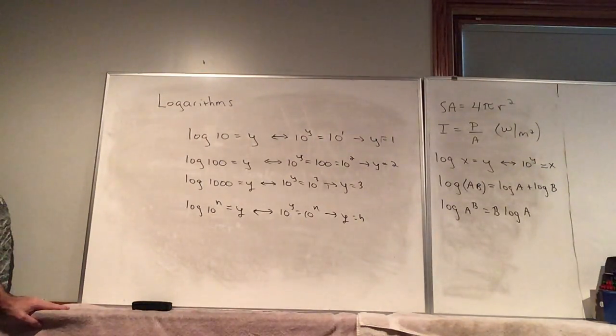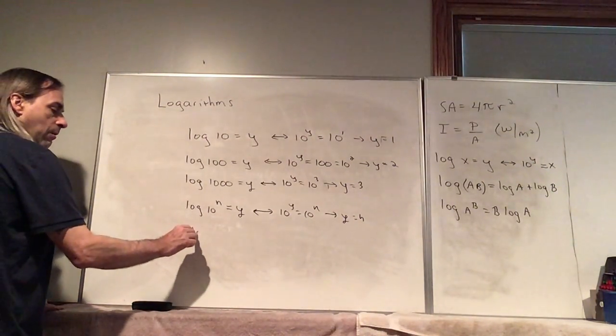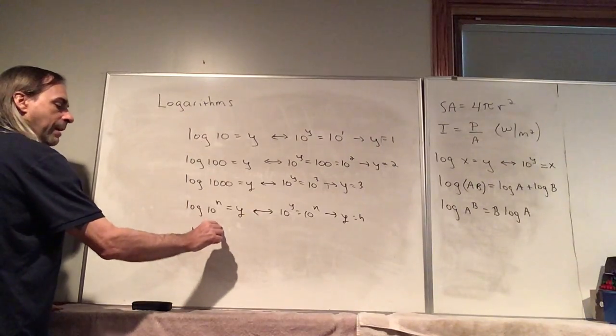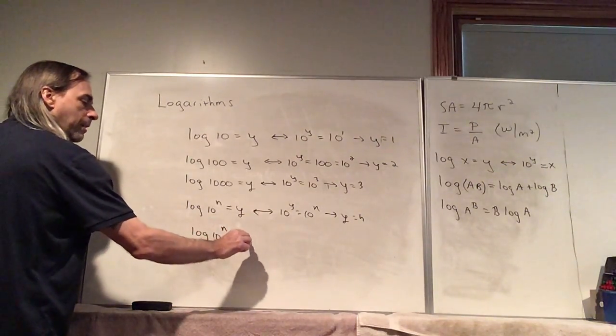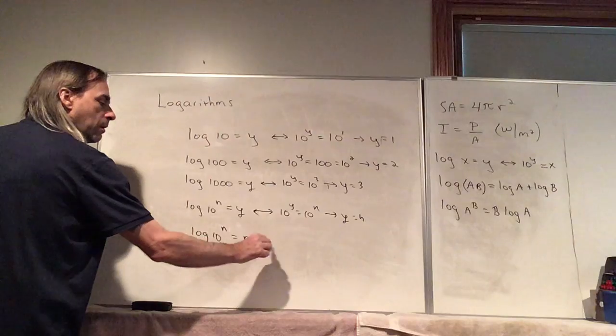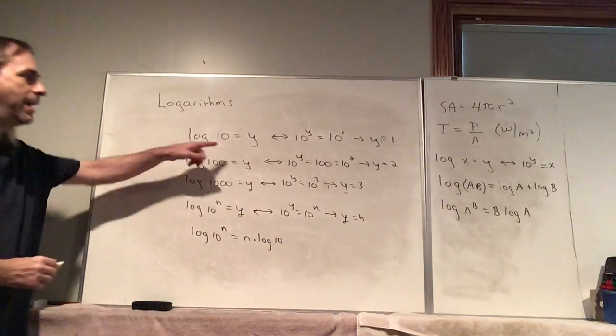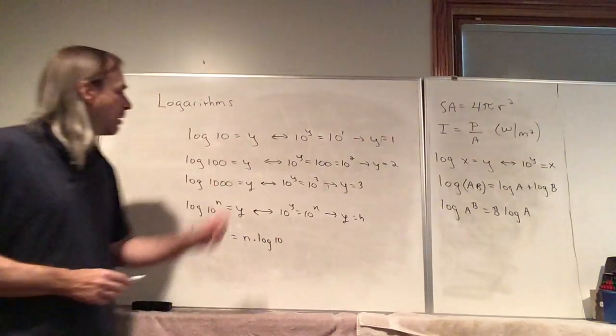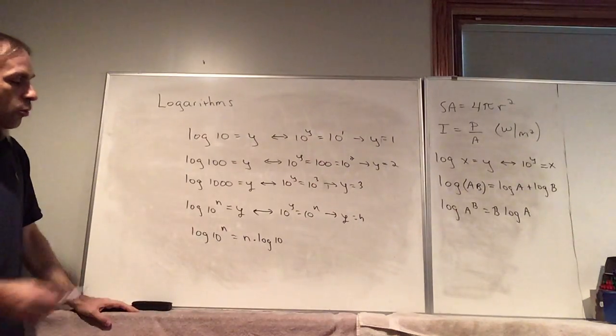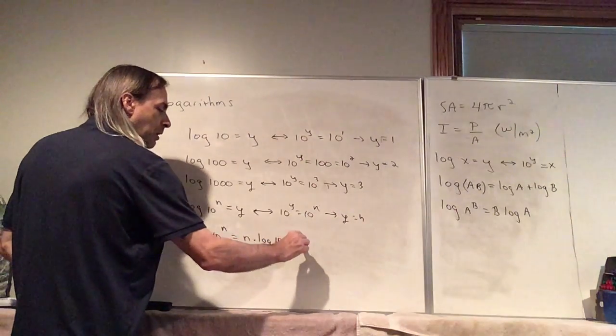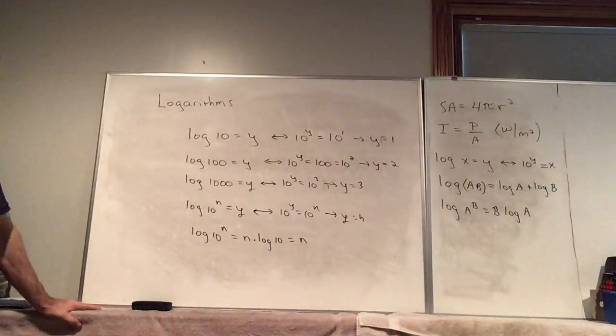There's another way we could do this. We could say logarithm of 10 to the nth power equals n times the logarithm of 10, and we can see logarithm of 10 is equal to 1. So log of 10 to the n equals n.